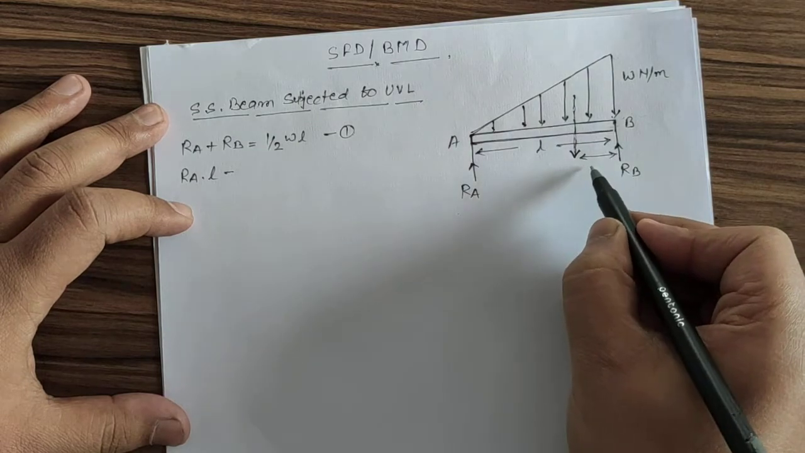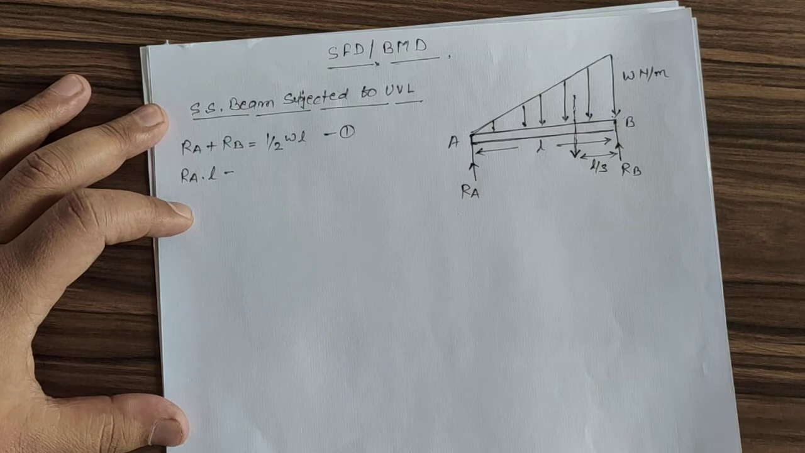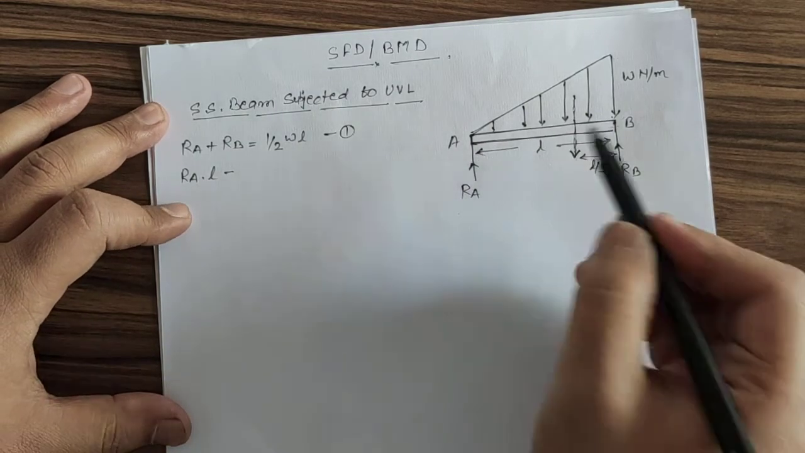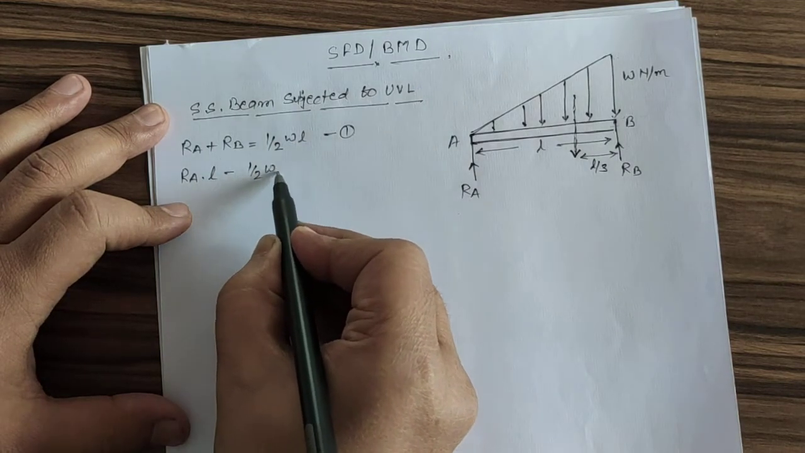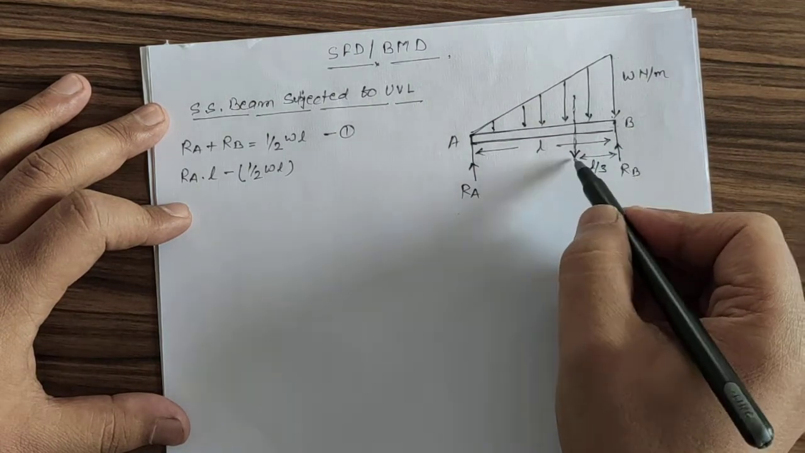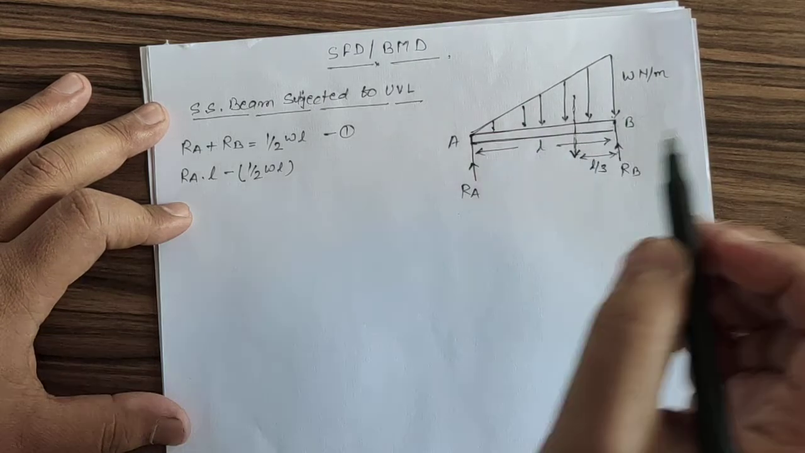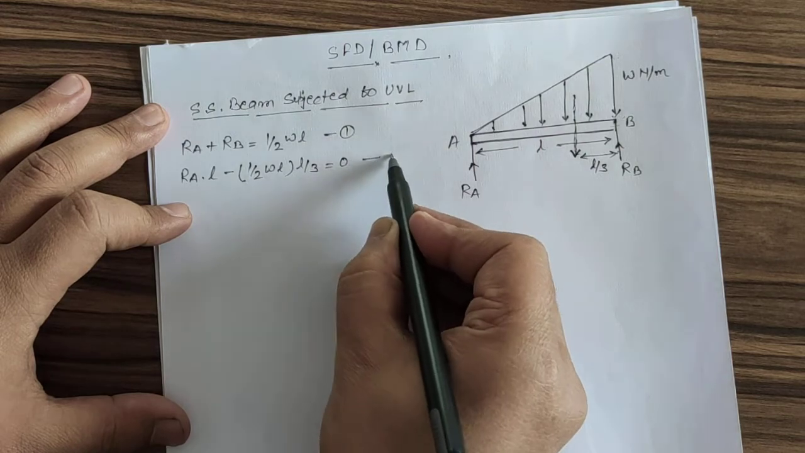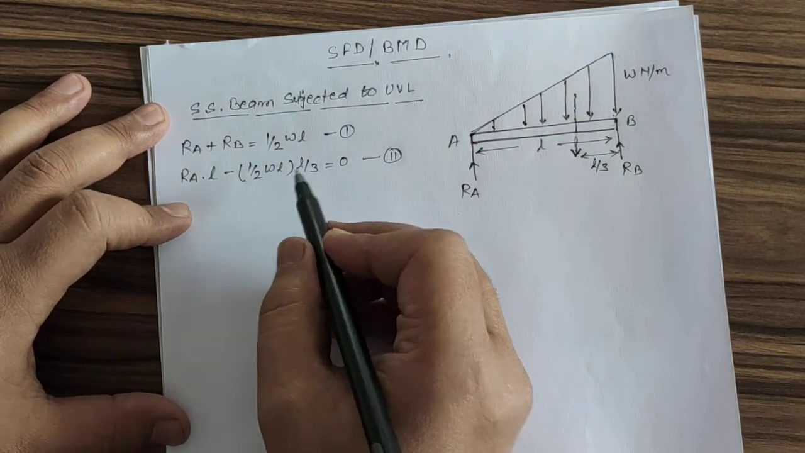So, the distance will be L by 3, 1 by 3 of base from the larger end and 2 by 3 of base from the smaller end. Okay. So, the total load is 1 upon 2 base into height, and it is acting L by 3 from B, and it will produce load into perpendicular distance as an anti-clockwise moment. Perpendicular distance is L by 3, equal to 0. So, this is equation 2. With the help of these two equations, we will calculate R A and R B.